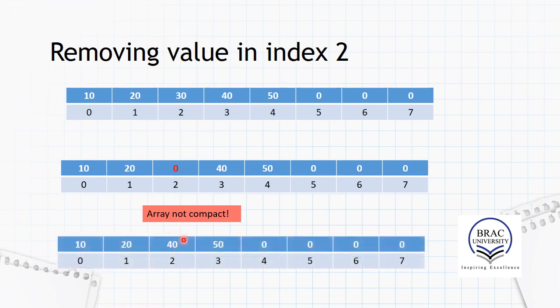To make sure that my array is compact after the removal, this is how my array should look. You see 30 has been removed and 40 moved one place before, and 50 also moved one place before. Also, this value has been set to 0. So initially I had 5 values, and after the removal I had 4 values.